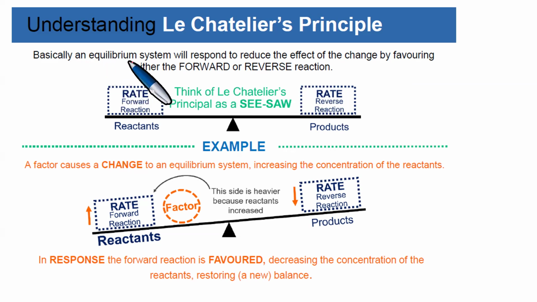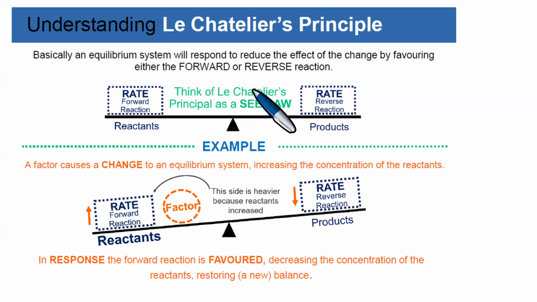Let us look at this sentence again. Basically, an equilibrium system will respond to reduce the effect of the change. In other words, if there is a change, the equilibrium will respond to reduce the effect of the change by favoring either the forward or reverse reaction.